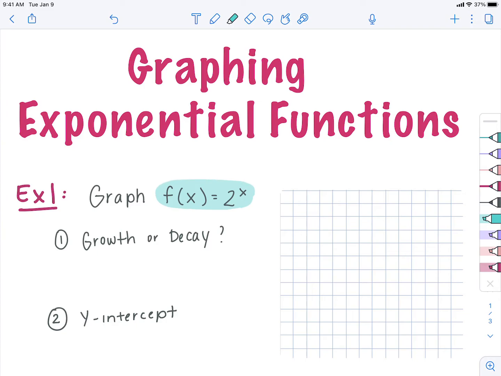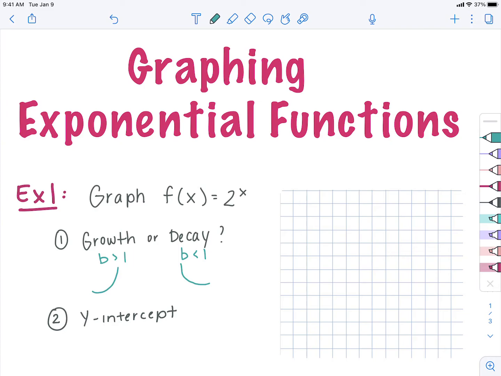equals 2 to the x, and we want to graph this function, the first thing we want to ask ourselves is, is it growth or is it decay? If it's growth, that means our b is greater than 1. It's decay if b is less than 1. If it's growth, it's a graph that looks something like this. If it's decay, it starts off fast and ends up slow. So we want to know if it's growth or decay because that kind of gives us an idea of what the graph is going to look like before we start drawing.